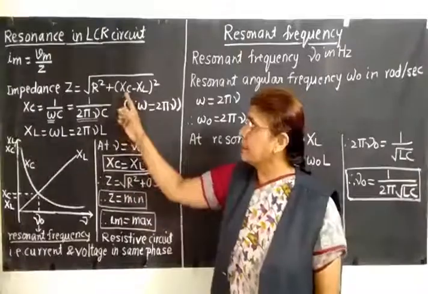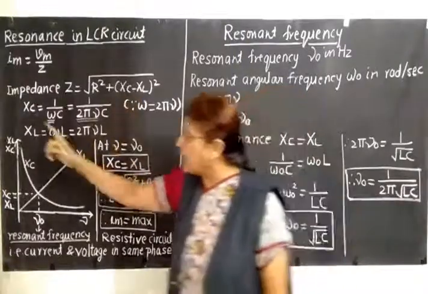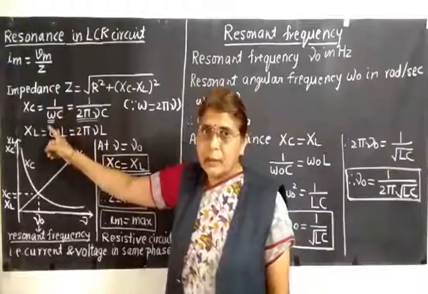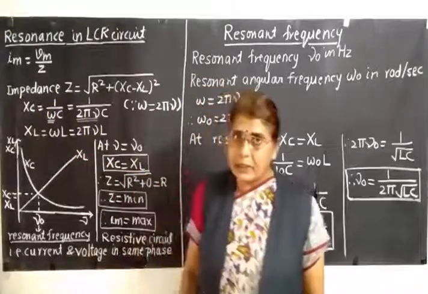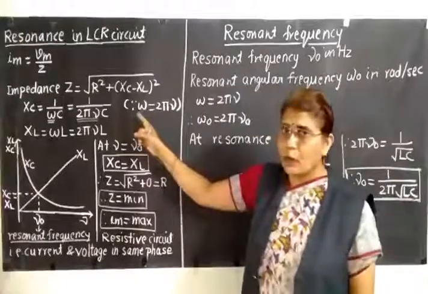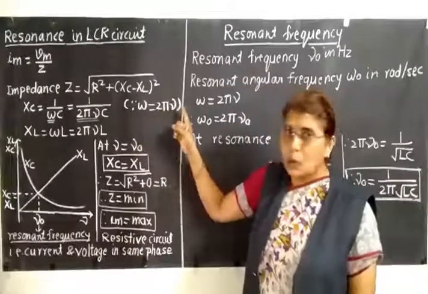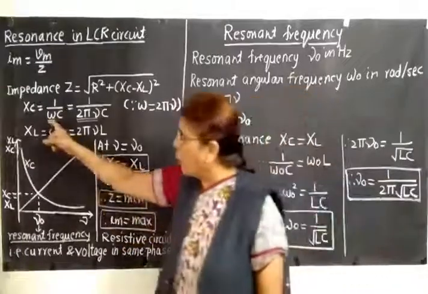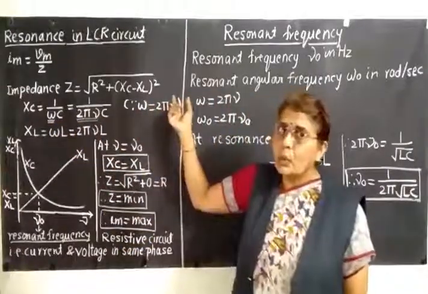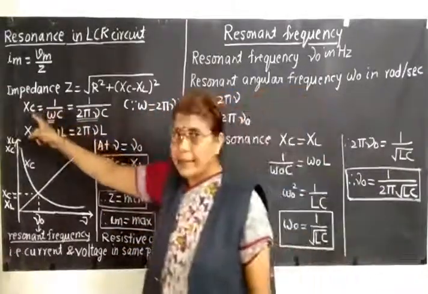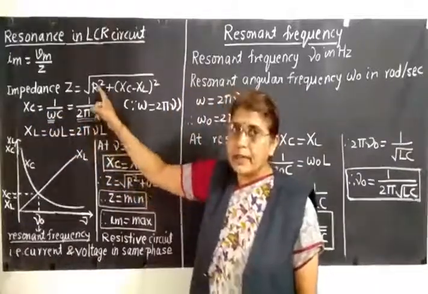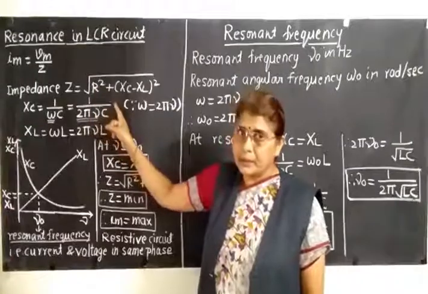Let us write an expression for XC. So we know that XC is given as 1 upon omega C. What is omega? Omega is the angular frequency. What is the formula for omega? Omega is equals to 2 pi nu, where nu is the frequency of AC. So put the value of omega as 2 pi nu. So what will be the value of XC? 1 upon omega C. Omega is 2 pi nu. So it is 1 upon 2 pi nu C.